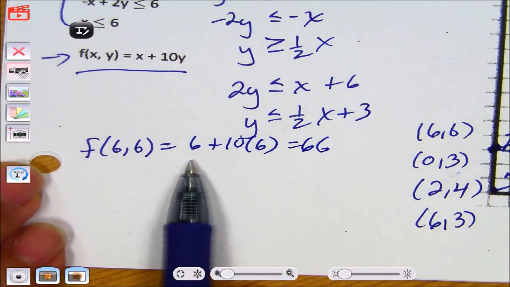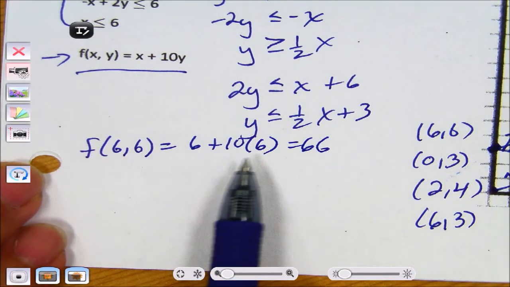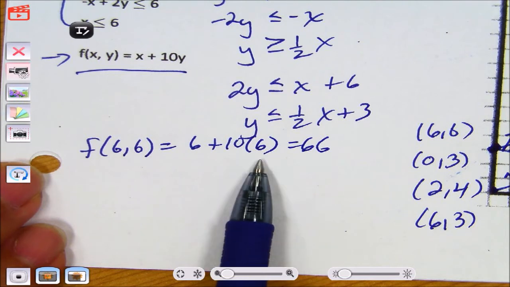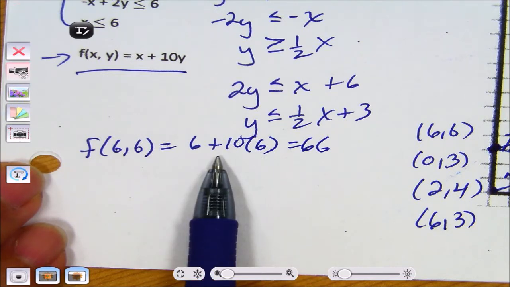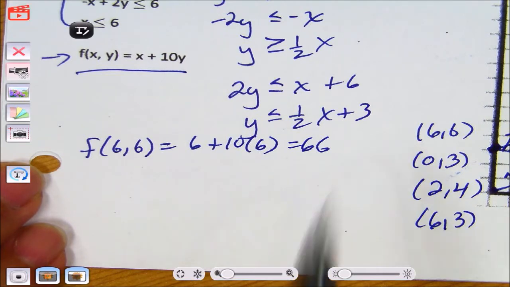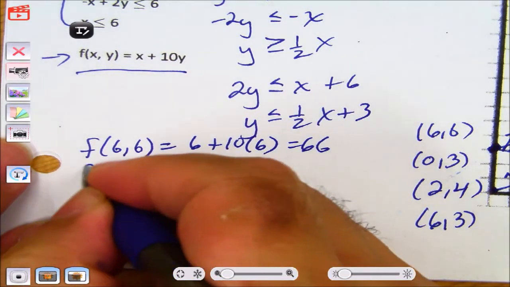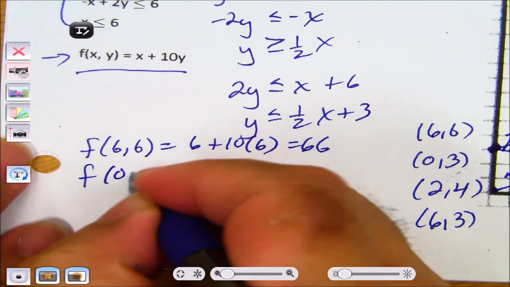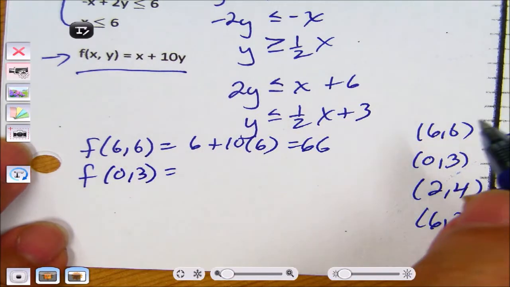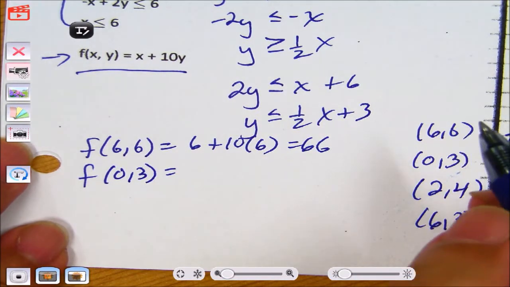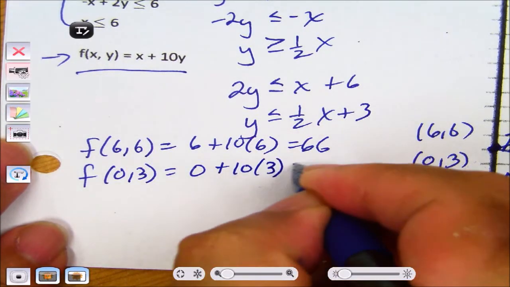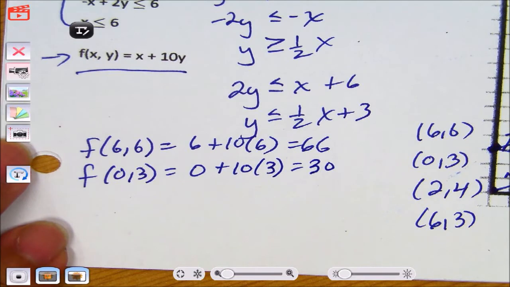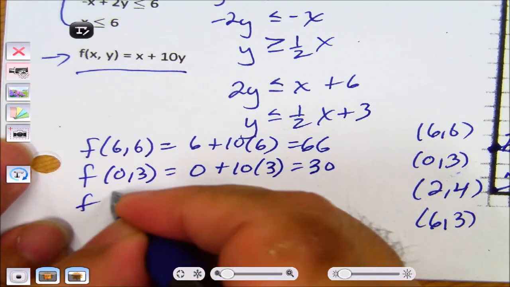That's just me working it out. 6 plus 10 times 6. 10 times 6 is 60. Remember, order of operations says multiplication before addition. So that's 60 plus 6 makes 66. Do that for the rest of them. So let's do 0, 3. Do we have to plug this into every single one? Can I use the bathroom? Yes. That's going to be 0 plus 10 times 3, so that's 30. You only have 4 points, and you're just plugging them in.